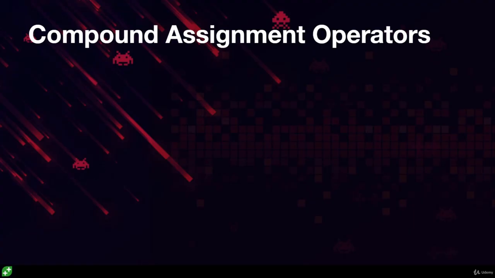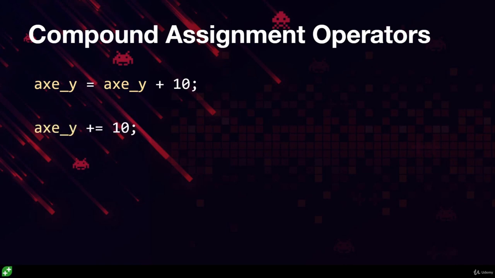Okay, so now let's quickly talk about a new type of operator called the compound assignment operator. Now, we saw that we could add 10 each frame to ax_y with this line here. The line works from right to left, first using the addition operator to add 10 to ax_y, and then the assignment operator assigns that new value to ax_y. There's a shorthand for this that does the exact same thing. It looks like this. This operator, plus equals, takes the value in ax_y, adds 10 to it, and assigns that new value to ax_y. The first line and the second line on the screen here do exactly the same thing.